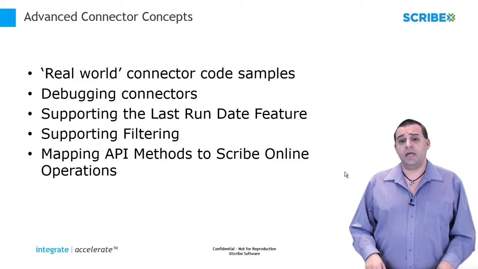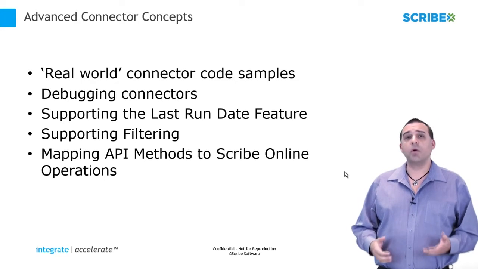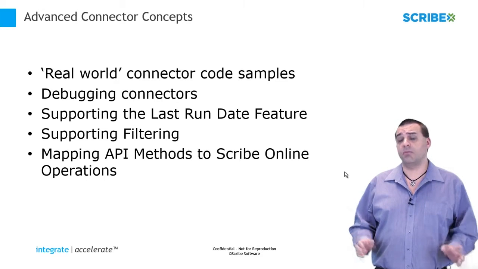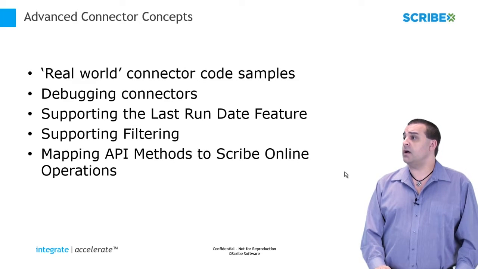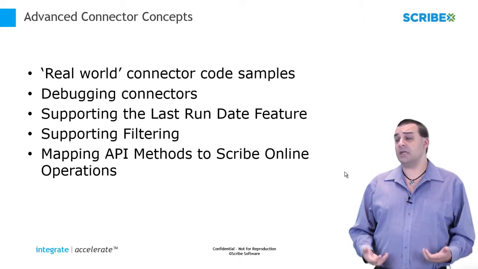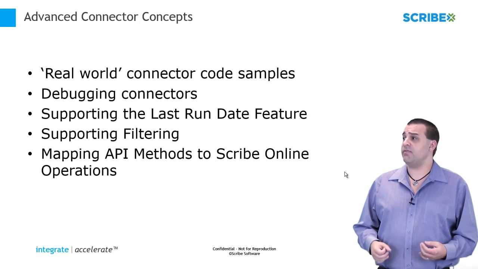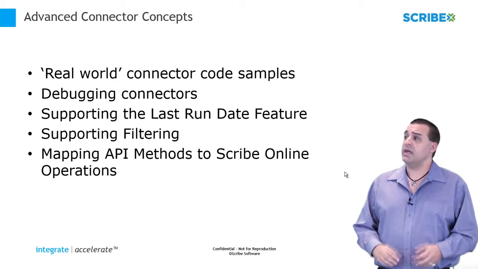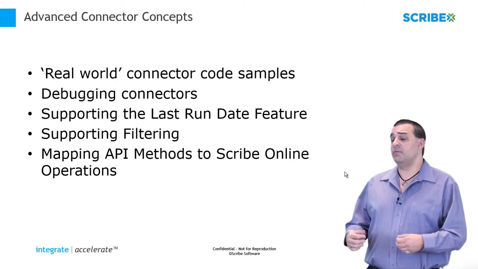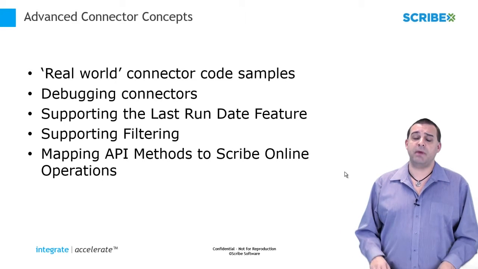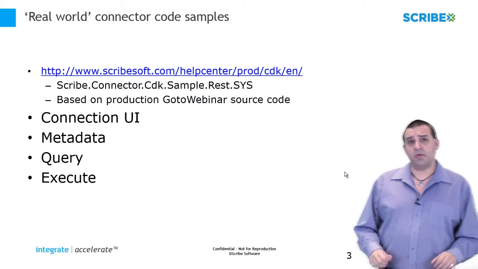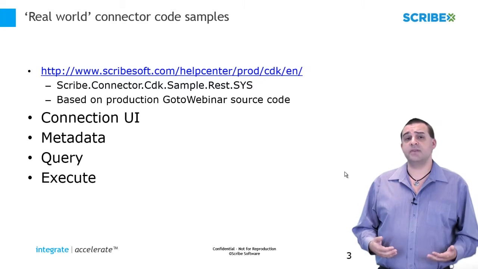We're going to look at some real-world examples to differentiate from what we've seen in the bare bones HelloWorld connector. I'm going to take you through some real-world examples. We're going to talk about how to debug some of these connectors, supporting some of the features such as last run date and filtering, and mapping your API methods to the available operations within Scribe Online that you can map to within the connectors.